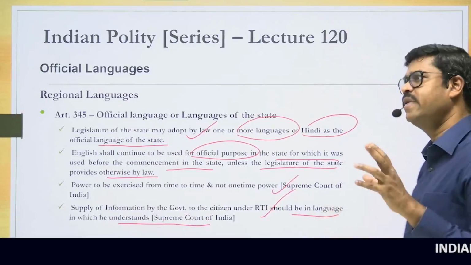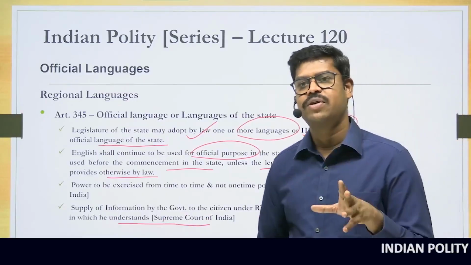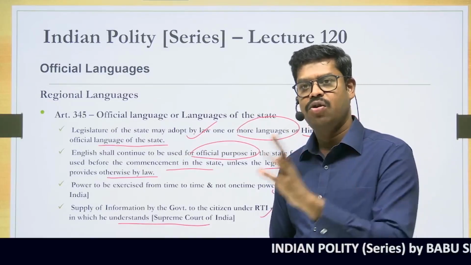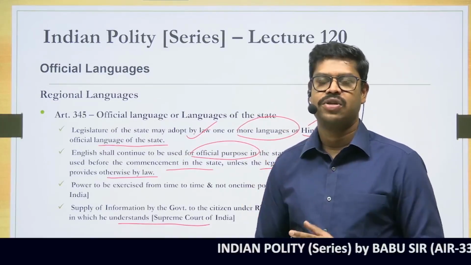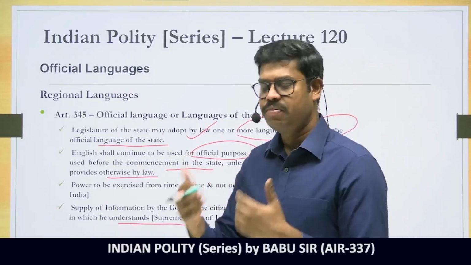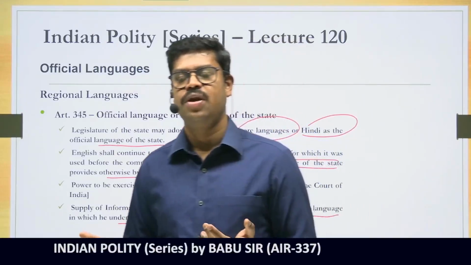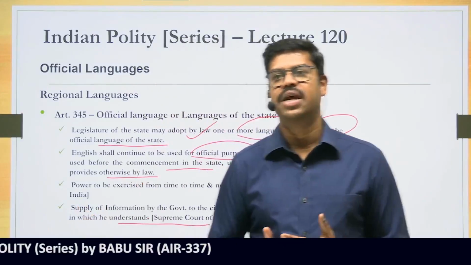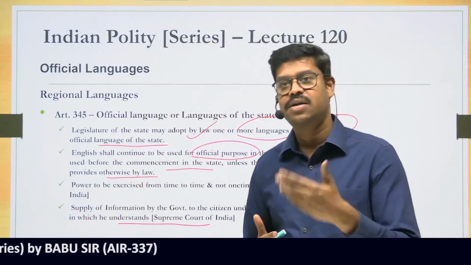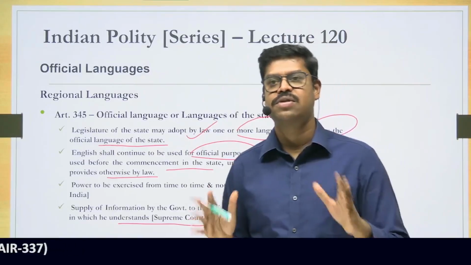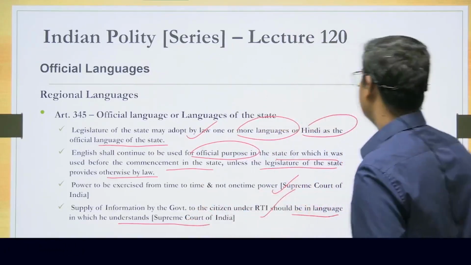So to put it in a very simple way, what shall be the official language of the state? The official language of the state shall be decided by the law that is passed by the concerned state legislature. The legislature can make a law and decide this from time to time. In addition to this, English will automatically be an official language of that particular state unless and until the law made by the state legislature explicitly prohibits that.